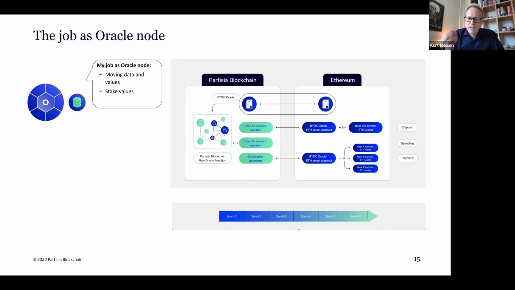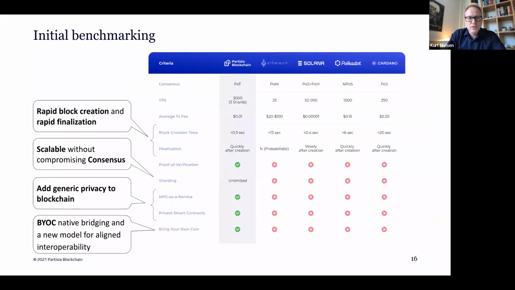And within that epoch, they stake the values that are moved across the bridge. And there is a dispute process built into the solution. If something goes wrong, there will be an opportunity to run a dispute and reclaim the losses. So that's the 3 roles: the Vega, the CK, and the Oracle nodes.